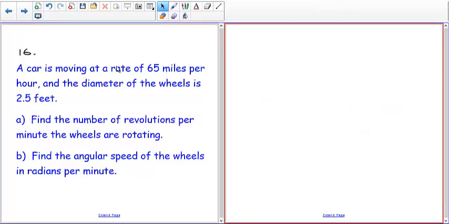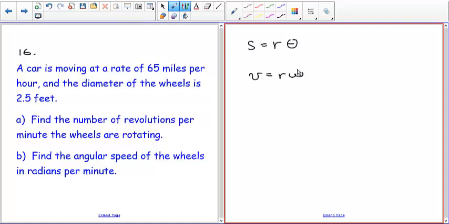Okay, and then, oh, we got more stuff here. A car is moving at a rate of 65 miles per hour. The diameter of the wheels is 3.5 feet. Find the number of revolutions per minute the wheel is rotating. So we have this relationship between arc length and angle. There's also this relationship between speed and angular speed.